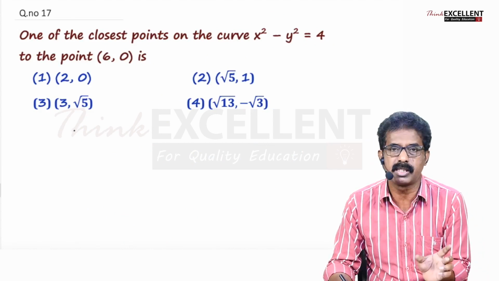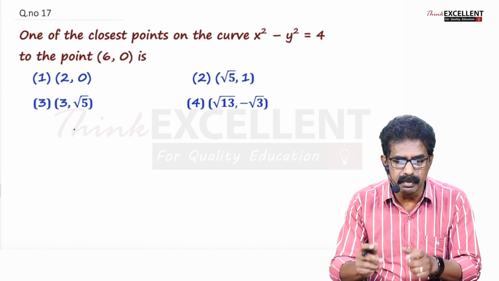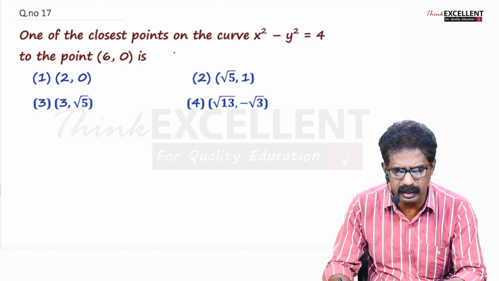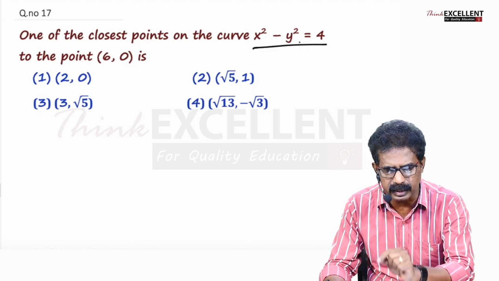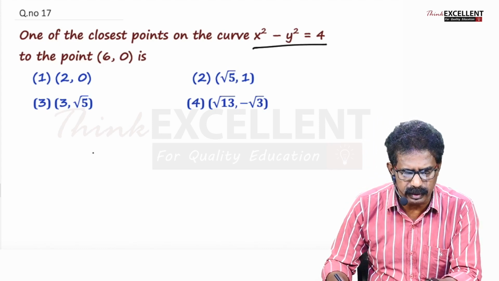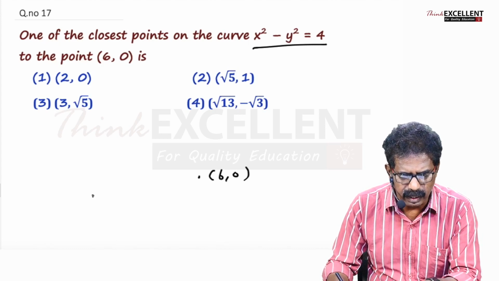One of the closest points, that is the nearest one, so that the distance is minimum, right? One of the closest points on this curve. So after finding one value, you substitute here to find the other one. Now please listen. One point is given, the fixed point 6, 0. Another point they have given, this is the point we have to find.